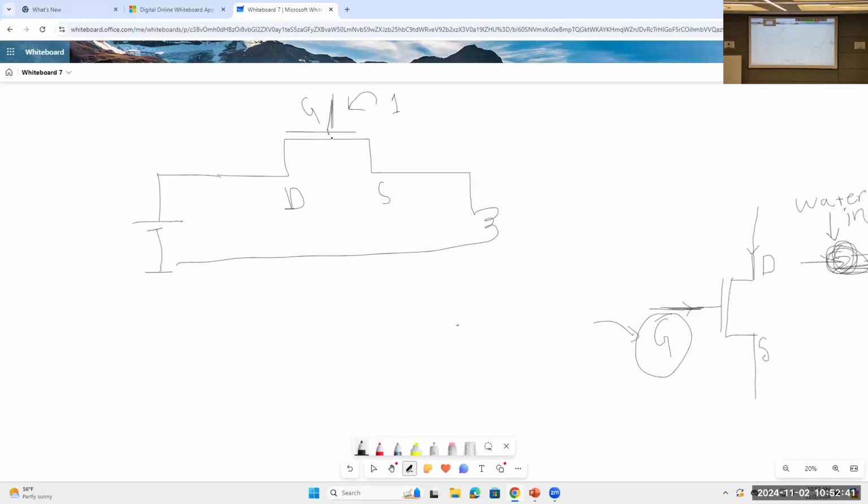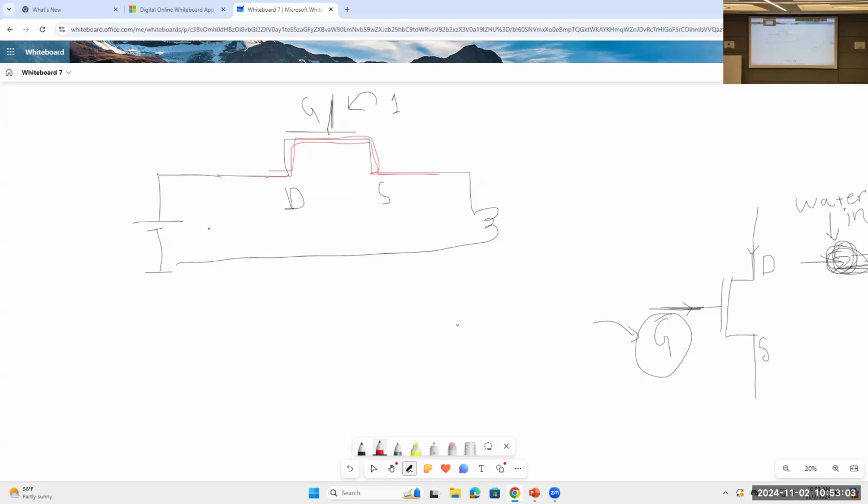So what will this do? If we insert one, then what will the MOSFET do? It will just connect the drain and source. Okay, it's just simple. Think simply, very simply. When we insert one into the gate, the MOSFET will connect drain to source. What we told you as connected.